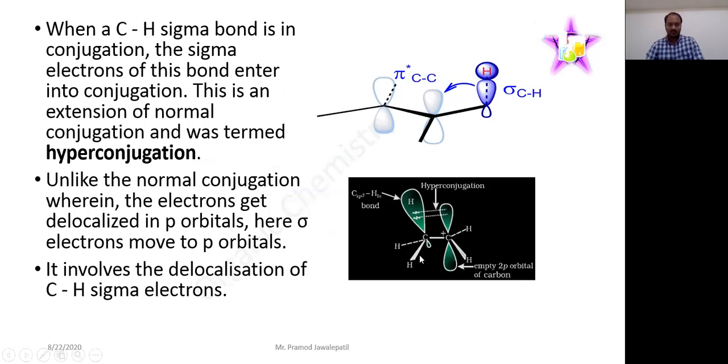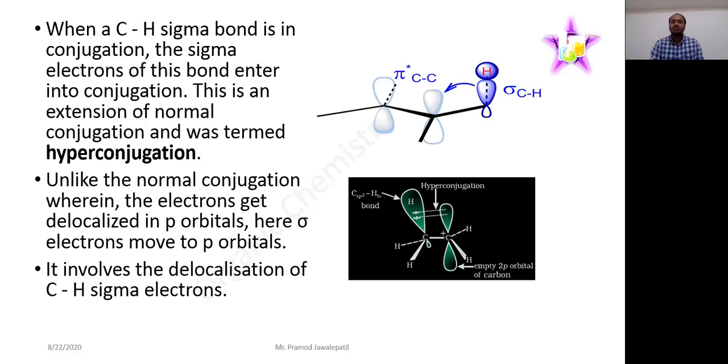See another example we have. Briefly, in this schematic diagram we will explain all of this hyperconjugation concept. This carbon-hydrogen sigma bonded electron goes into conjugation with the positively charged or empty 2p orbital of carbon. Friends, when a carbon-hydrogen sigma bond is in conjugation, the sigma electrons of this bond enter into the conjugation. This is an extension of normal conjugation and was termed hyperconjugation.